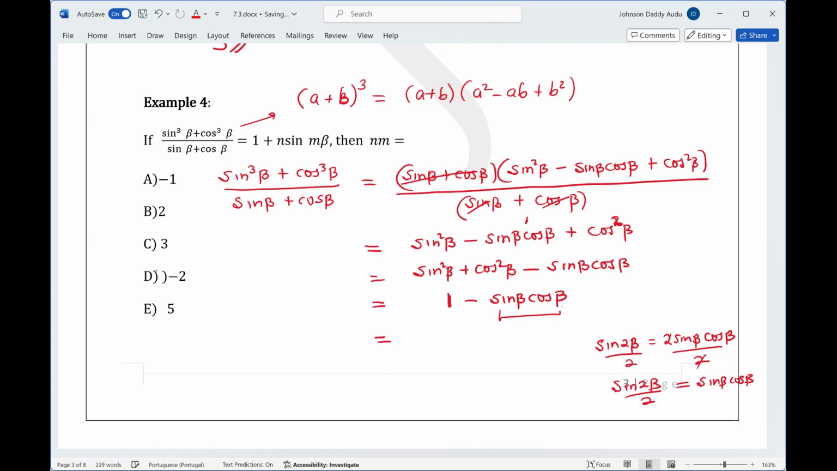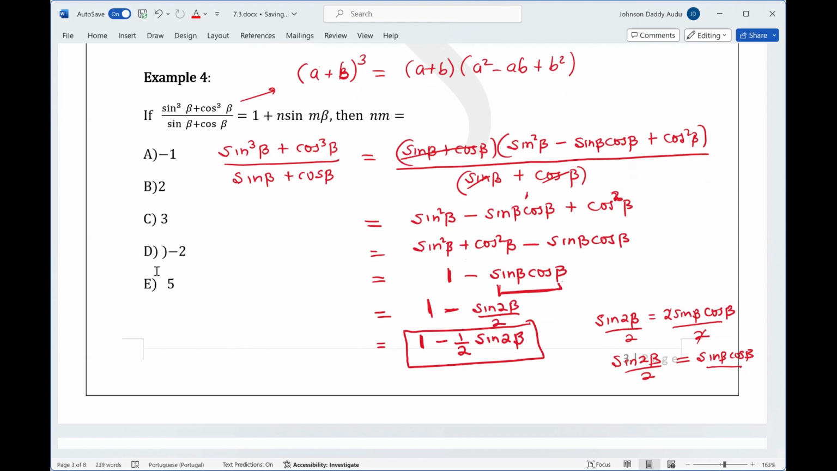Therefore, in the place of sine beta cosine beta, I can replace it by sine 2 beta over 2. So which I can write as 1 minus half sine 2 beta. So this is the final answer. This one is the final answer.